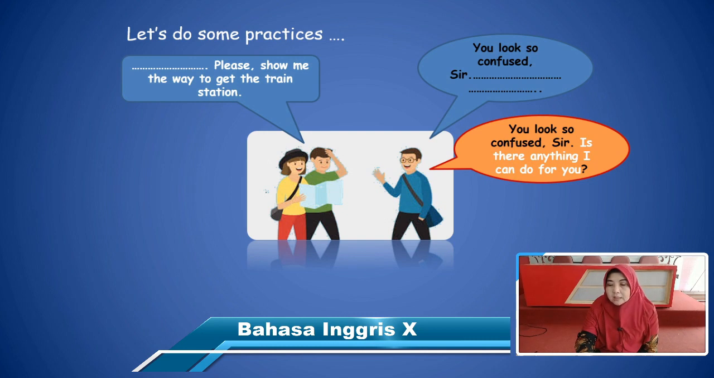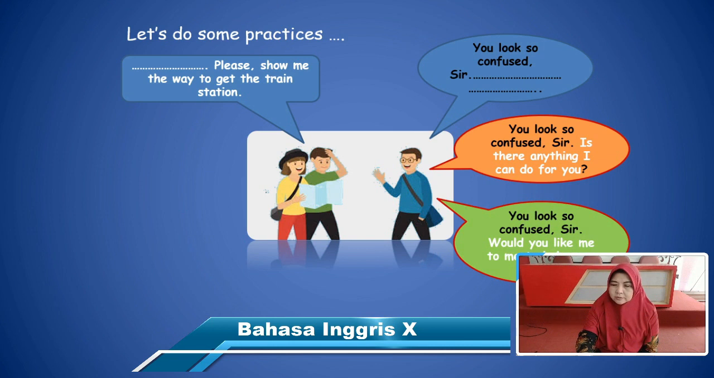So you can fill the blah blah blah with, "You look so confused, sir. Is there anything I can do for you?" Or maybe you can say, "You look so confused, sir. Would you like me to help you, please?" Or maybe you can say, "You look so confused, sir. If you like, I will help you."